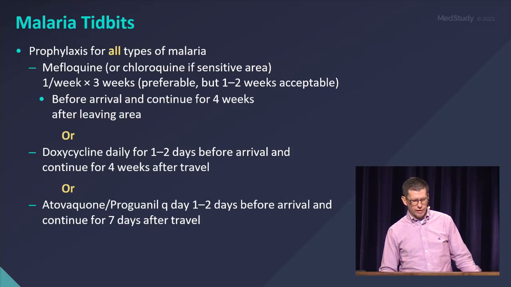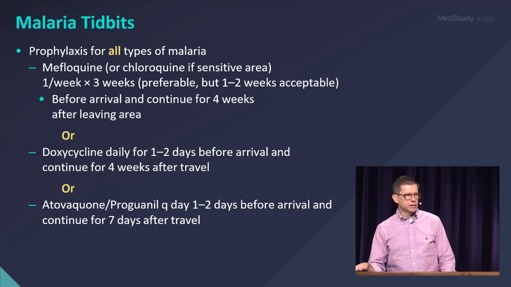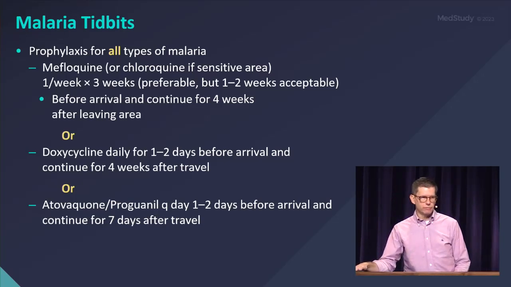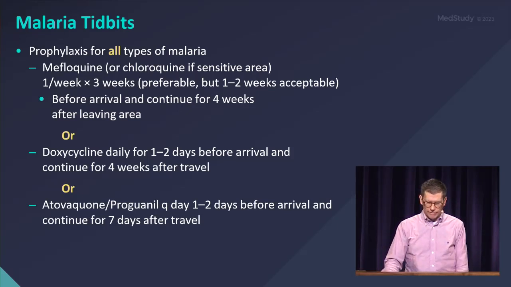In terms of prophylaxis, we try to do it for all types of malaria. Mefloquine once a week for 3 weeks is preferable, although you can start it up to 1 week before you go. You want to use chloroquine if you're going to a chloroquine-sensitive area, before arrival and continue for 4 weeks after leaving. You can also do doxy on a daily basis, or we can use atovaquone-proguanil once a day, one or two days before you arrive, and then for a week after.